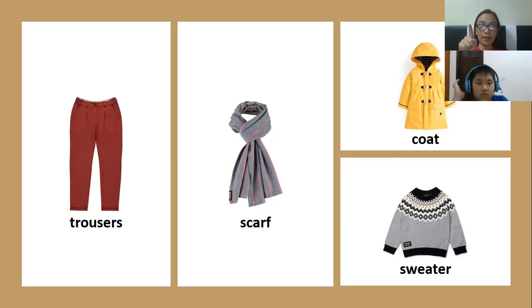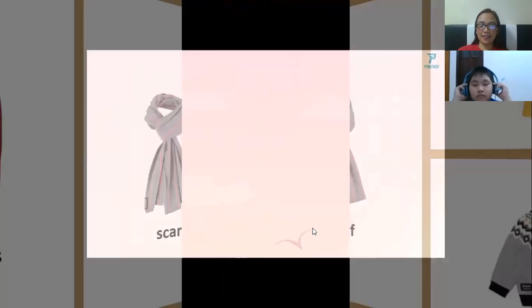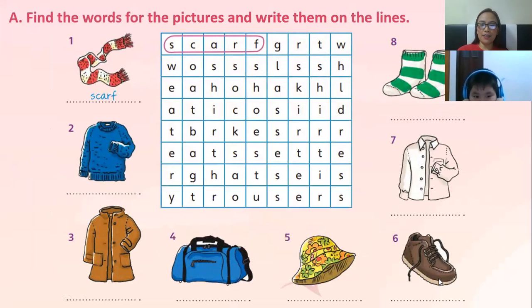Okay, can you read them all again? Trousers, scarf, coat, and sweater. Trousers, scarf, coat, sweater. Okay, find the words. Can you find it, baby? Can you use the annotate, baby? And circle it. What did you find?